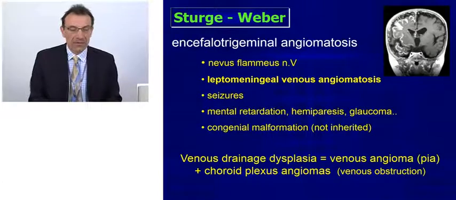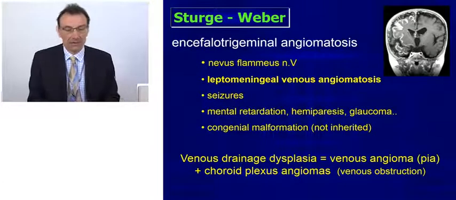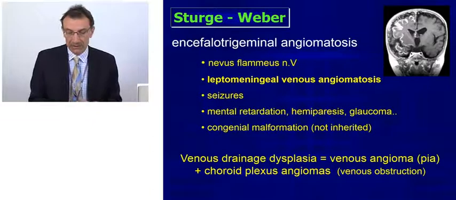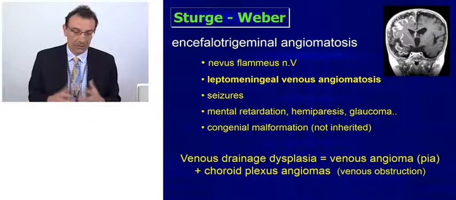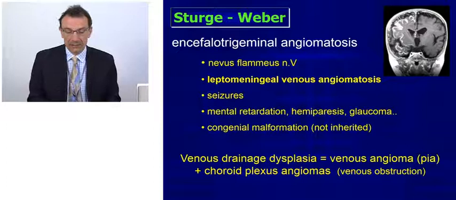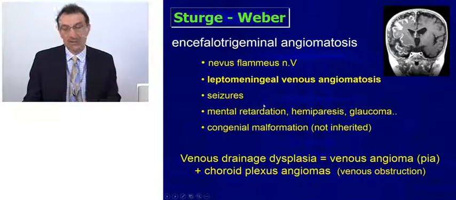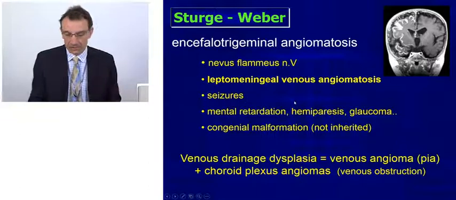The third syndrome is Sturge-Weber, or so-called encephalotrigeminal angiomatosis. This is quite an interesting one because this is some type of venous drainage dysplasia, with venous angioma and choroid plexus angiomas, which are due to venous obstruction. So the image is quite different, and clinically the patients have seizures and mental retardation, hemiparesis, and glaucomas, etc.